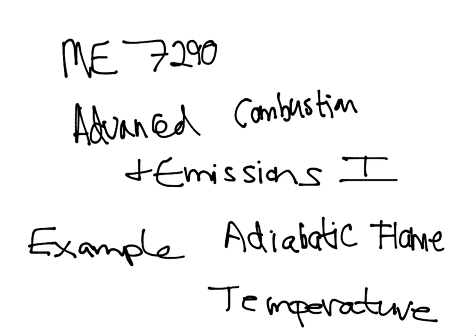We are going to be doing an example from ME7290, Advanced Combustion and Emissions 1. The example we're going to be covering is adiabatic flame temperature.